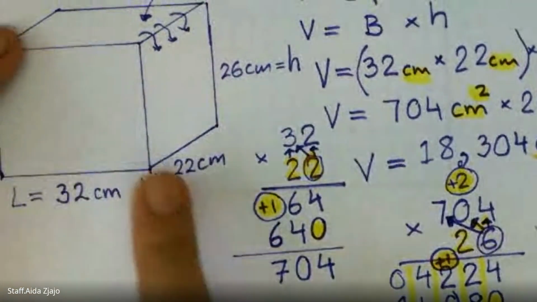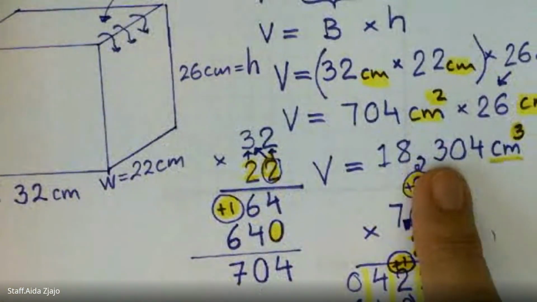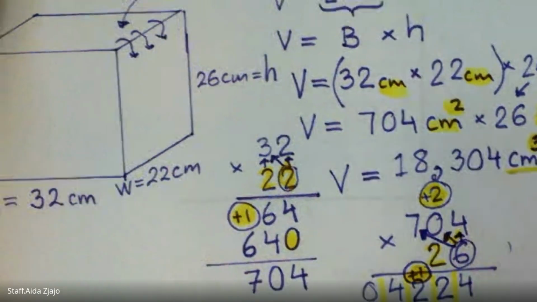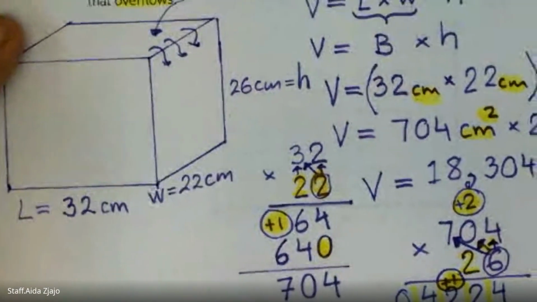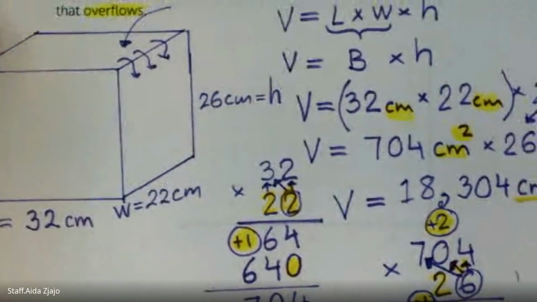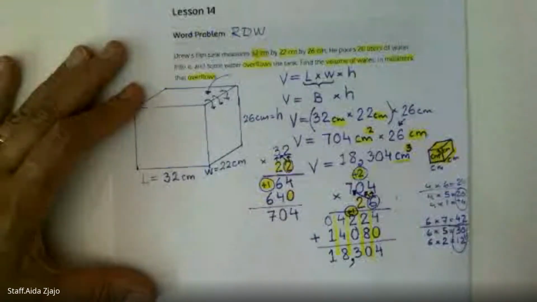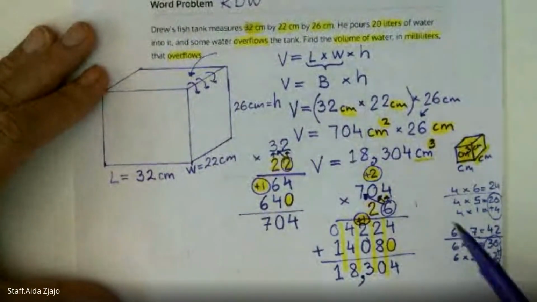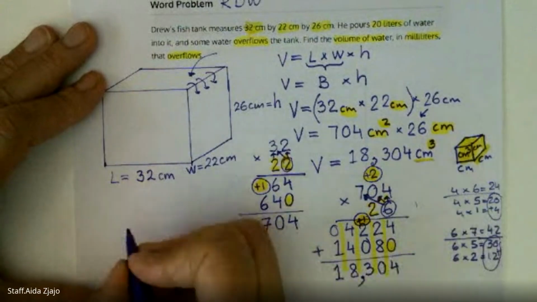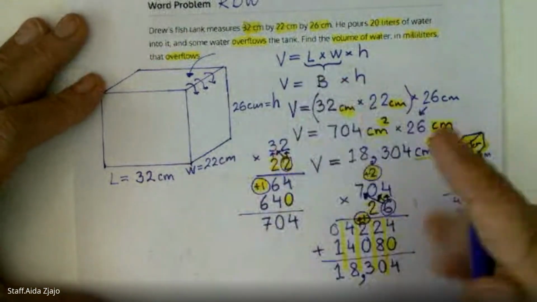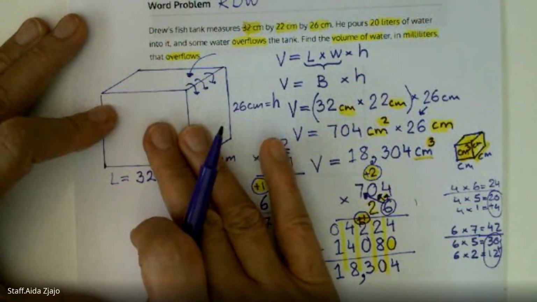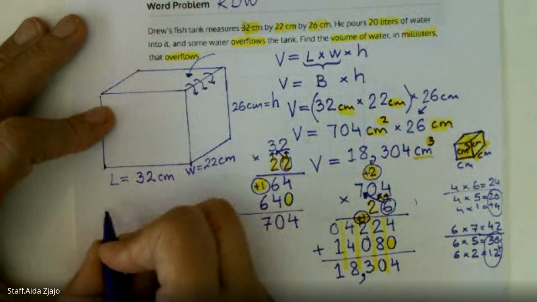So now we figured out that this tank can fit 18,304 cubic centimeters. But also we need to know one more detail. I'm going to make it smaller so you can see that. If they say he put inside 20 liters. Okay, 20 liters.